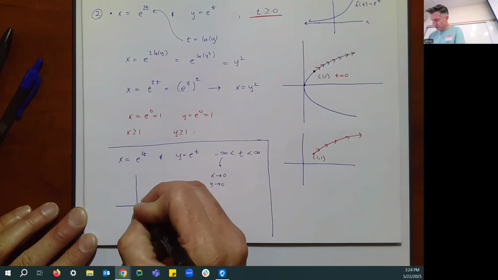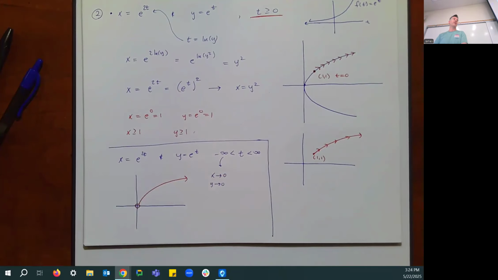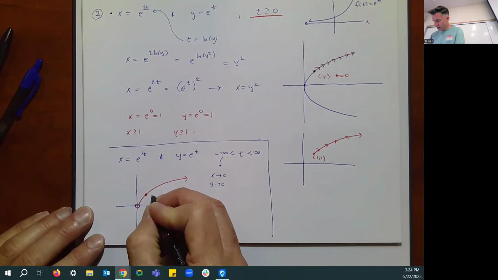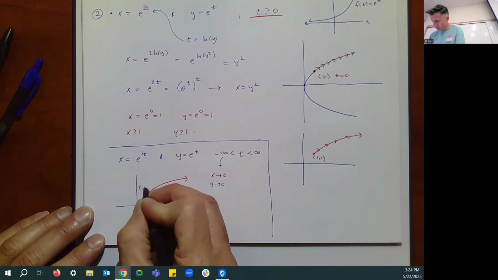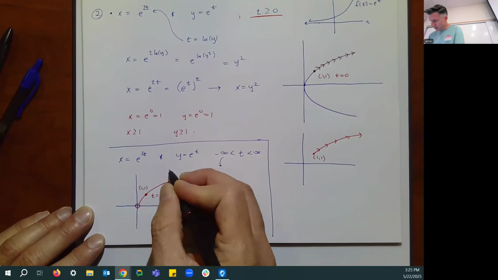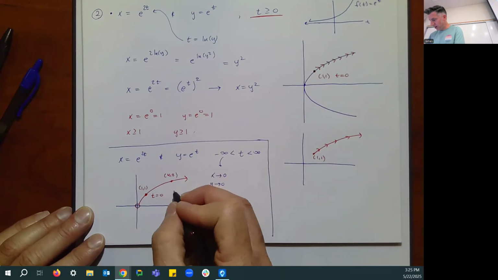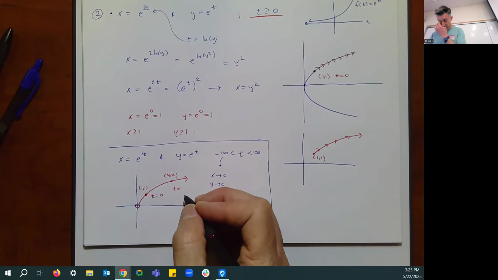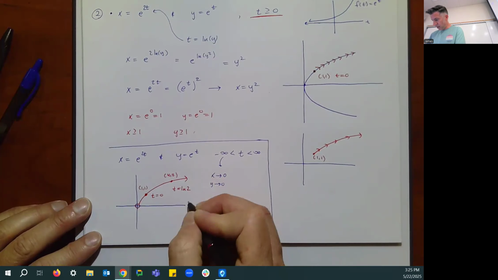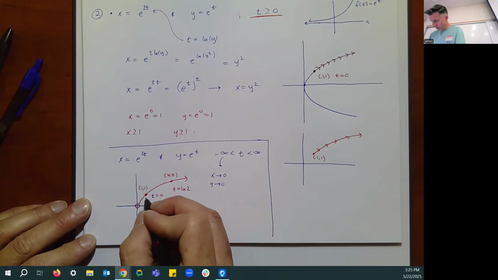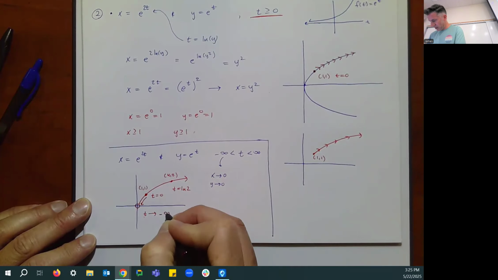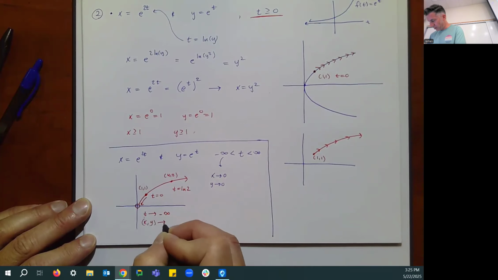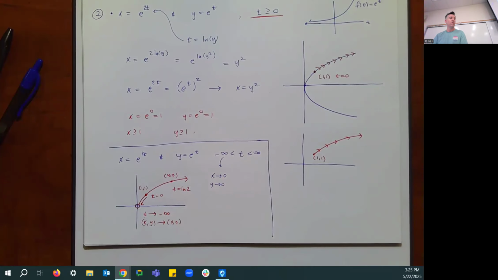And then it's just the right half of that parabola, or the top half of that parabola. So right here at 1, 1, that's where t is equal to 0. And over here at, say, 4, comma 2, that's where t is equal to the natural log of 2. If we go back this way, t is going towards negative infinity, and x and y are both approaching 0. Kind of weird. Parameterizations are kind of weird.